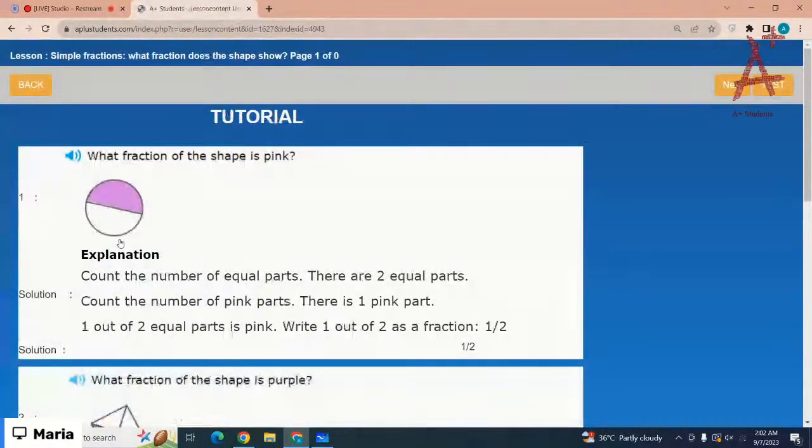Okay, so let's just start with the first example. What fraction of a shape is pink? You're given a shape, you have to see what fraction of the shape is pink. So let's just look at the shape. The shape has two equal parts, right? One is pink and one is white. That means 1 out of 2 is pink, because the total portions are 2 and just one of them is pink. So it would be 1 out of 2 is pink, right?